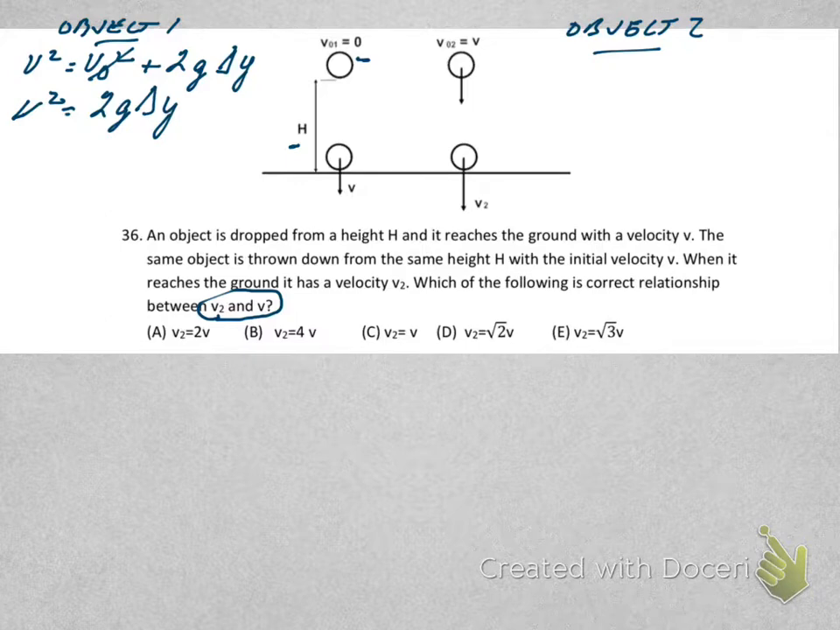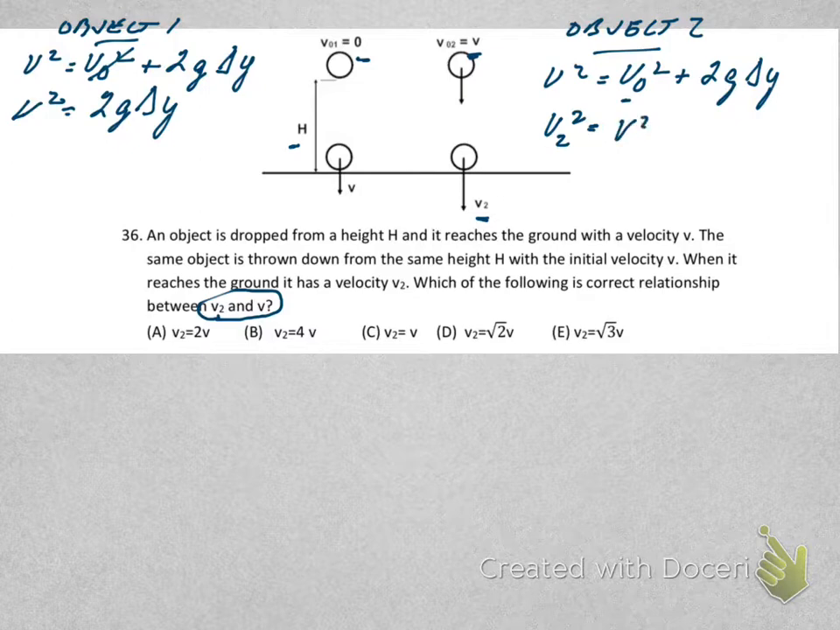For object 2, we'll use the same equation, v squared equals v naught squared plus 2g delta y. In this case, though, the initial velocity is v. So this is the second object's velocity, the final velocity. So v2, the velocity of the second object squared, equals v squared plus 2g delta y.